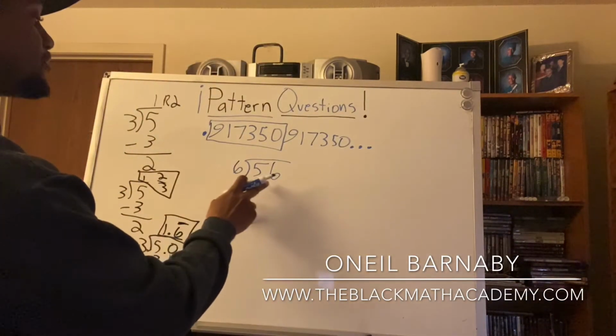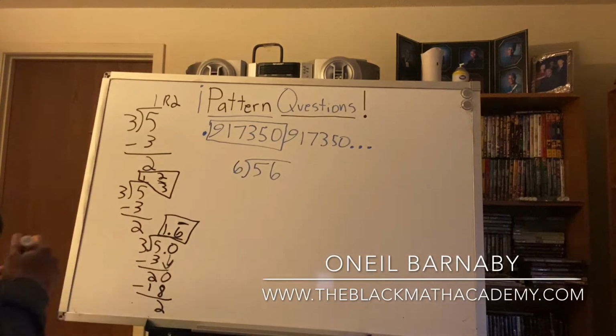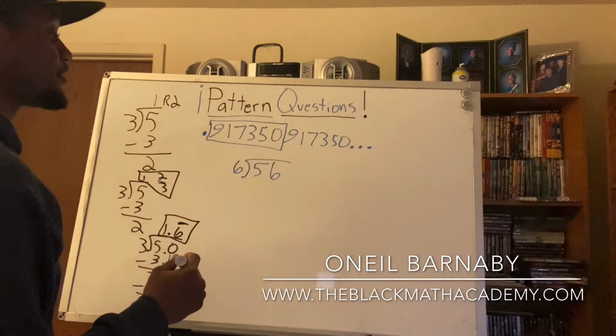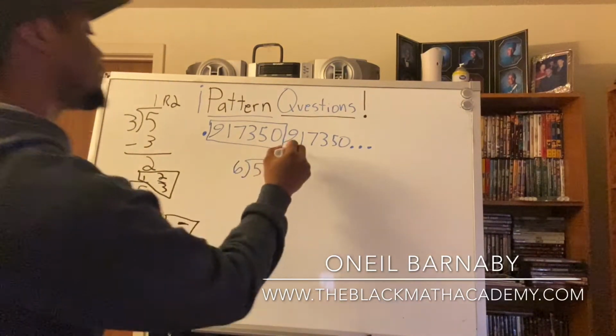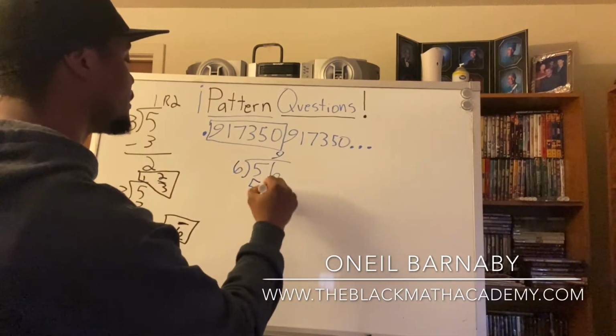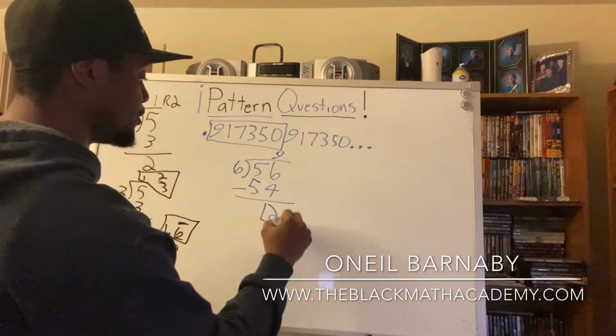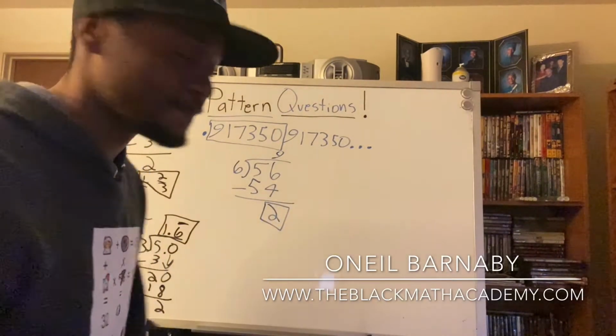So 6 goes into 56. Let's see, 6 and 8, 6 and 9. So 9 times. 9 times 6 is 54. When you subtract them, you get 2. So our remainder is 2.